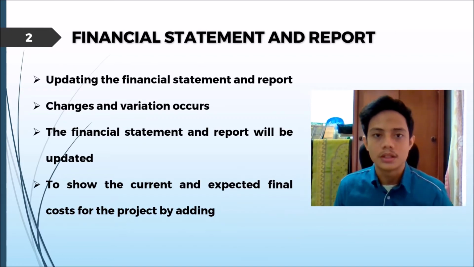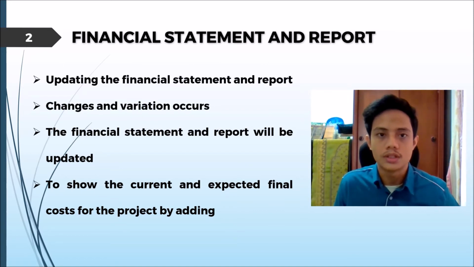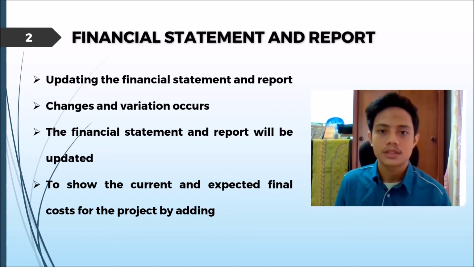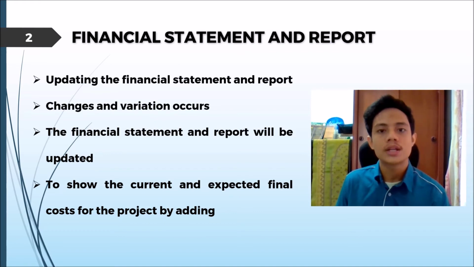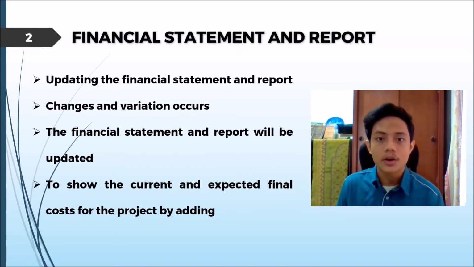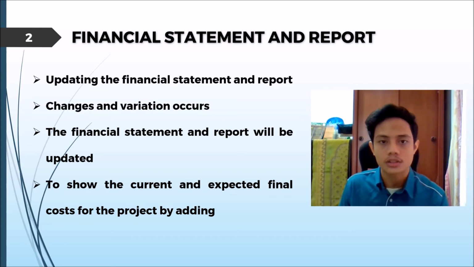The third component of the post-contract cost control is the financial statement and report, where in the case there are any changes and variations that occur, which will then affect the total cost of the project, the financial statement and report will be updated to show the current and expected final cost of the project by adding or omitting the cost that is caused by the variation or changes in the project.